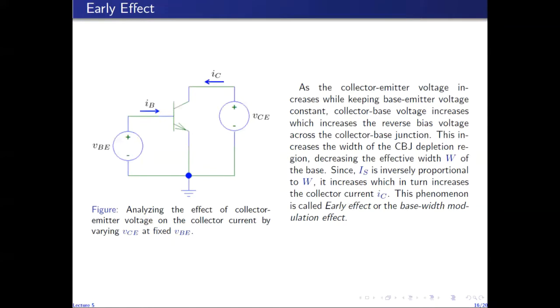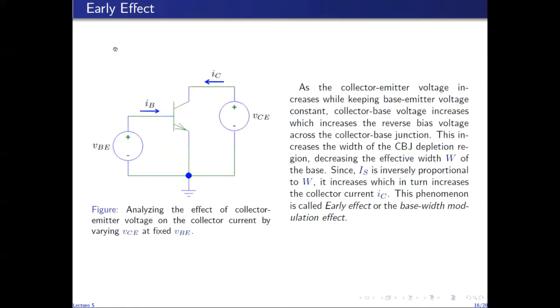Hence, the increase in width of the depletion region reduces the effective width of the base, which we denoted with W in lecture 3, I guess. And we saw that the saturation current is inversely proportional to the effective width of the base W. So as W decreases, IS will increase. And since IC is directly proportional to IS, IC will increase. So increasing VCE will increase IC.